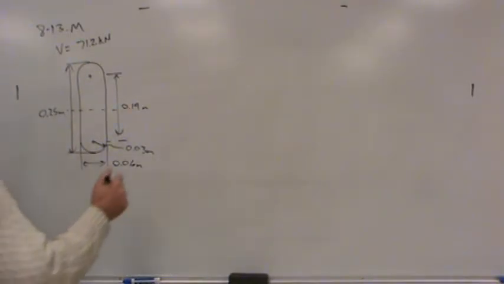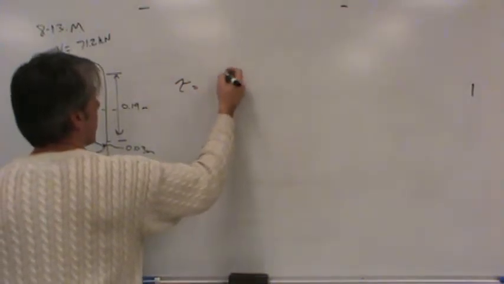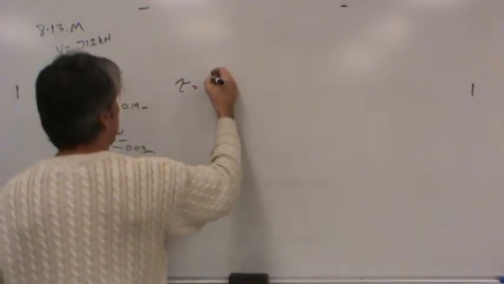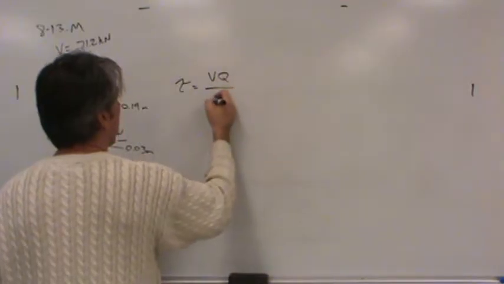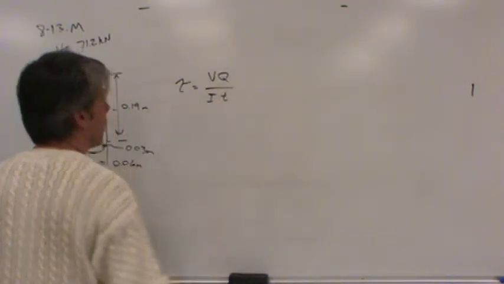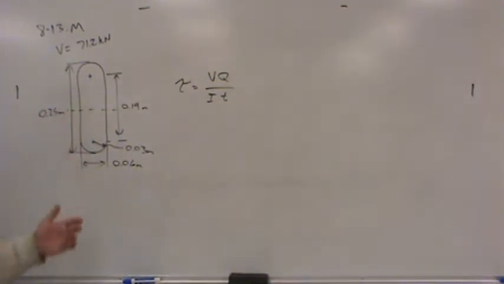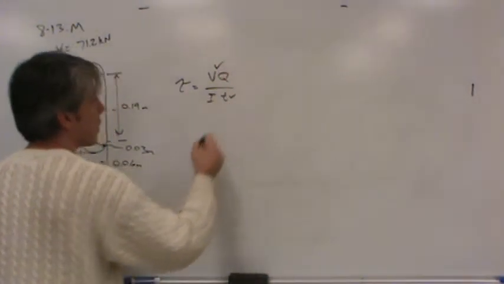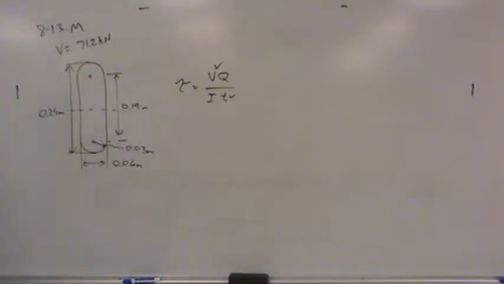So we'd like to calculate it. So again, we're going to use the general equation. It would be VQ over IT. Okay, so we need the area moment of inertia, we need the thickness. The thickness is easy, that's no big deal. So we're just calculating area properties in order to solve this.